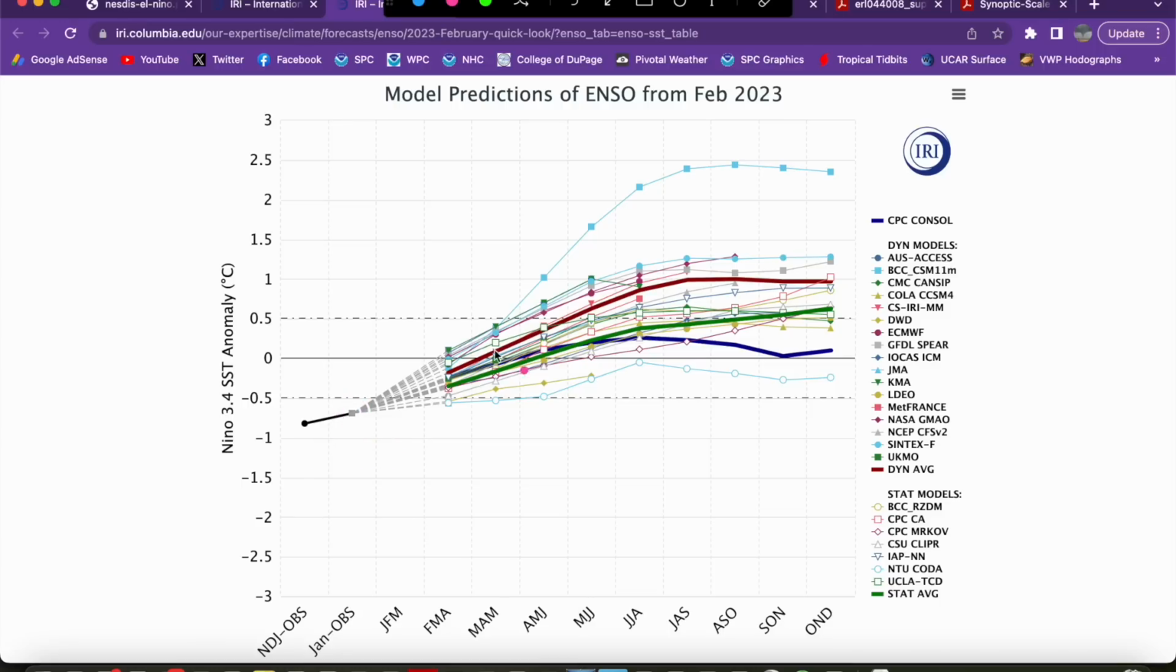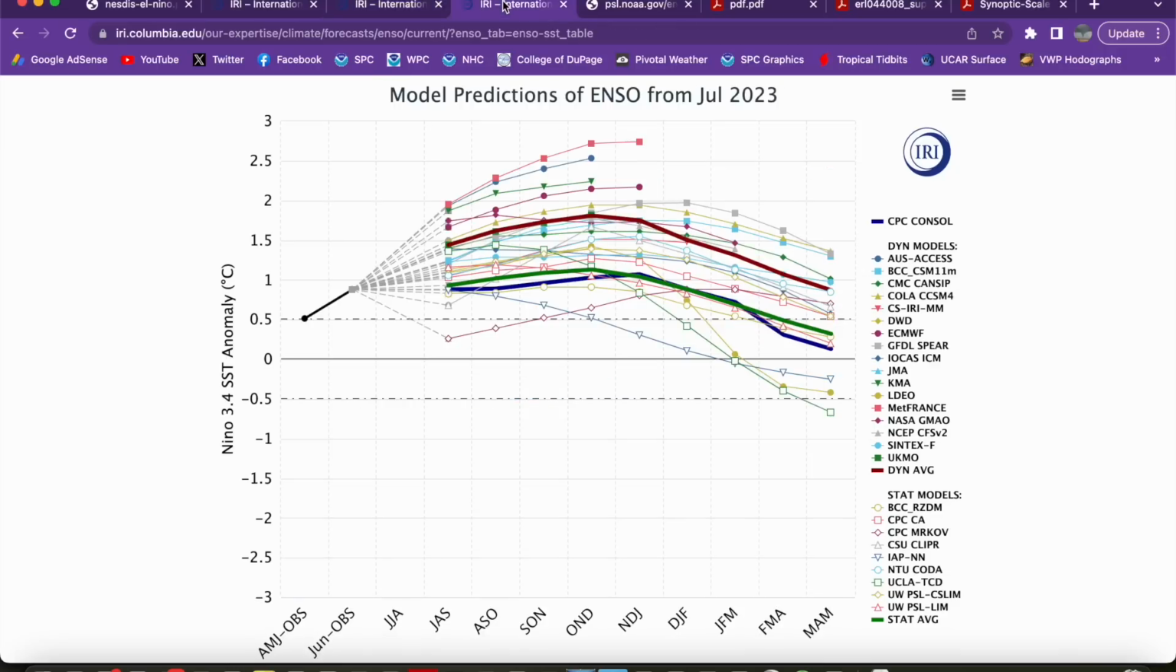And again, you can see a lot of the models were expecting us to pull into that neutral phase by the spring months, March, April, May, June, July. So right in here, lots of those models are well within that neutral phase, almost all the models within that neutral phase of ENSO. And we were expected to be into an El Niño phase, at least on the upper end of the neutral scale to a weak to moderate El Niño by summer into fall of 2023.